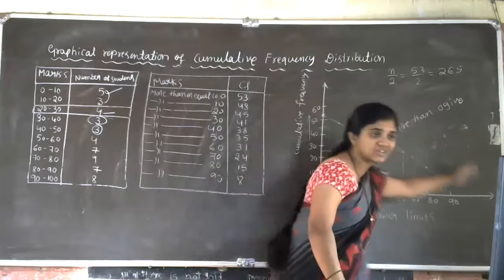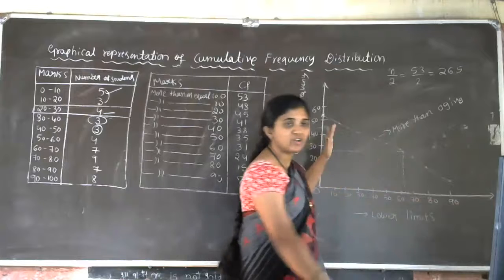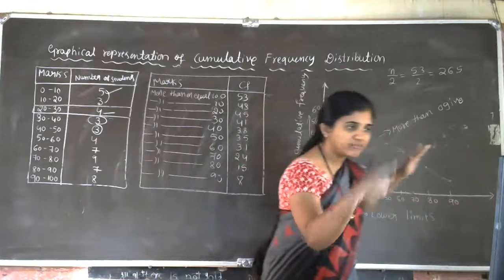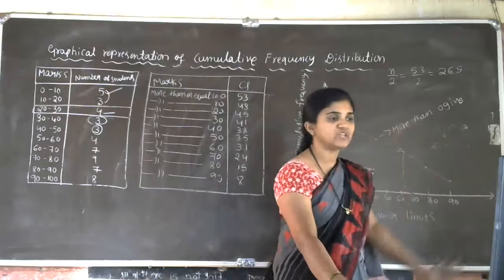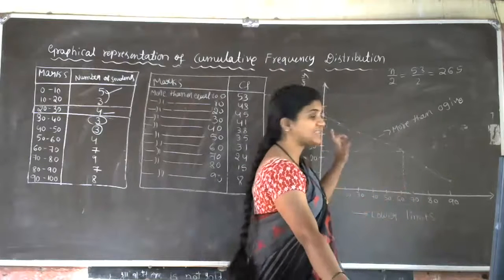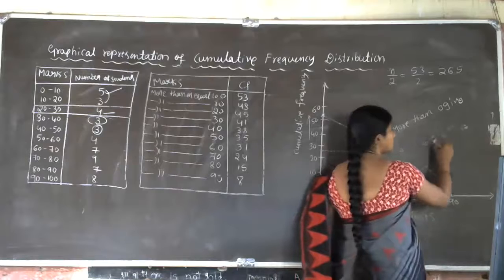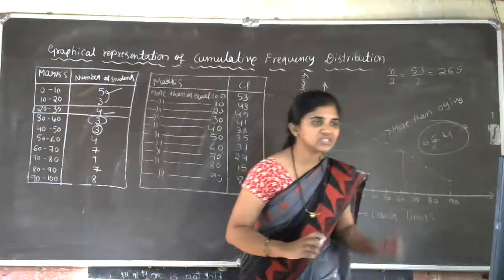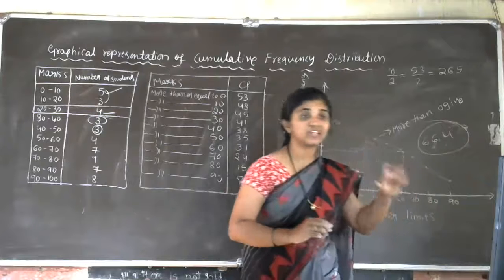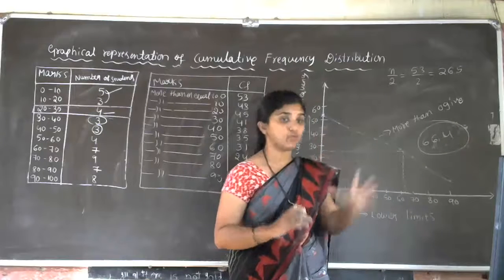Here we are taking a rough sketch, so we will not get the accurate value. But if you draw it in your notebook using a proper scale, then you will get exactly the median equal to 66.4 only. Is that clear, students? This is the way of getting the median with the help of ogive.